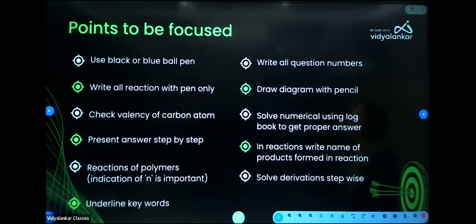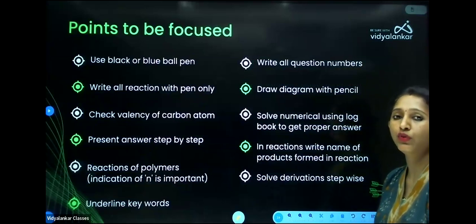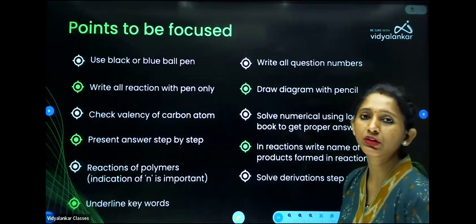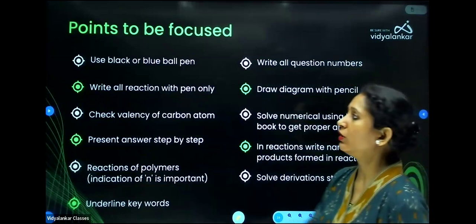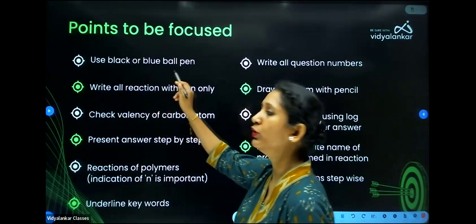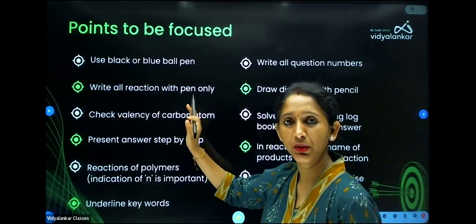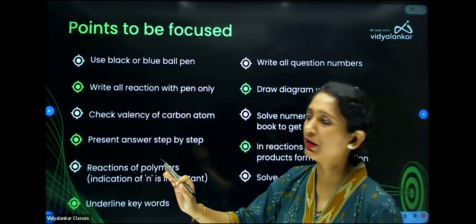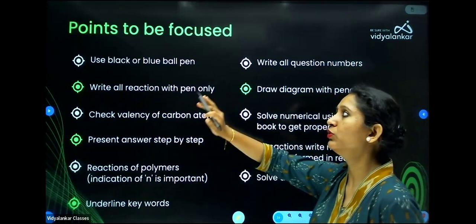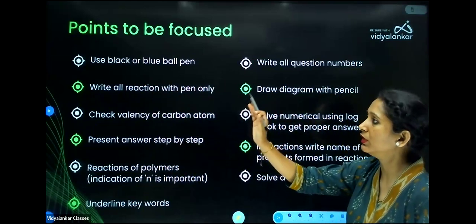Now, which points do you have to focus on before starting with your paper? Always use a black or blue ball pen to write your paper. Do not go with an ink pen. Write your paper with a blue or black ball pen only.